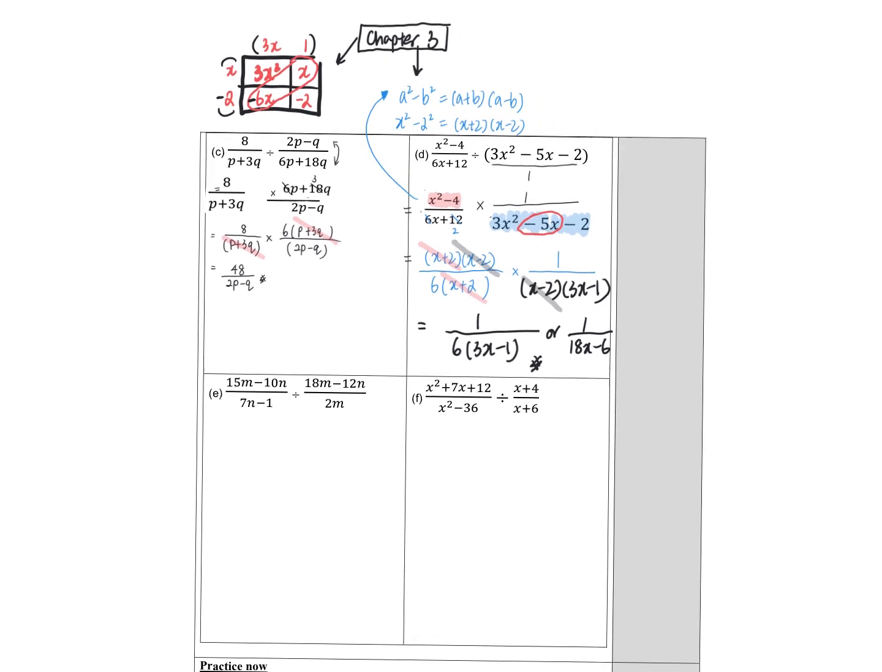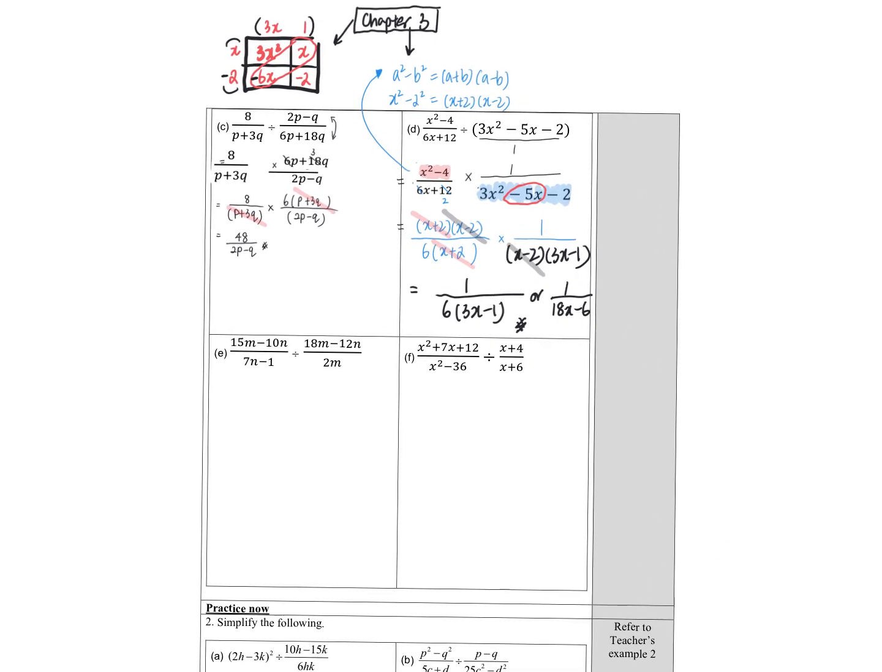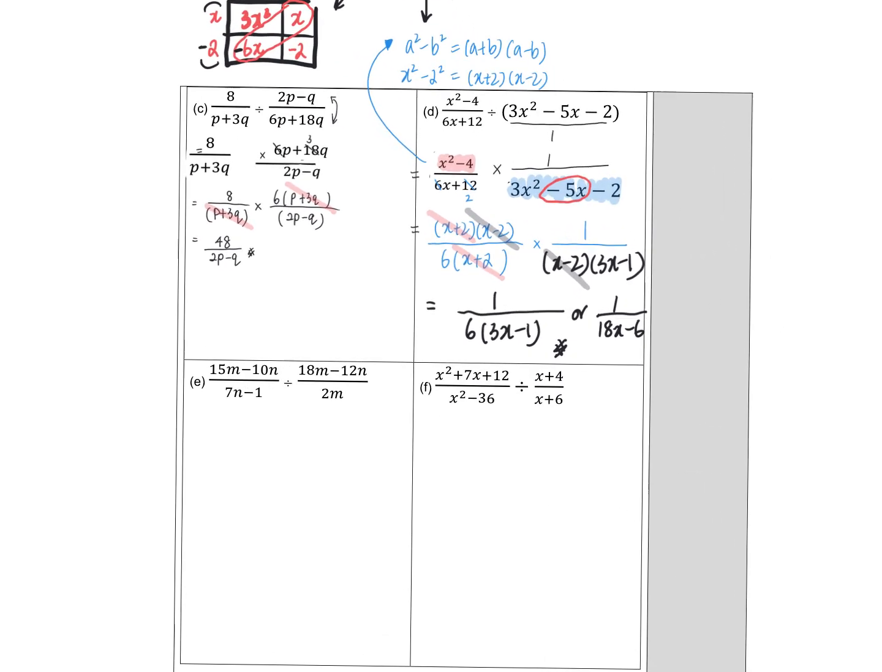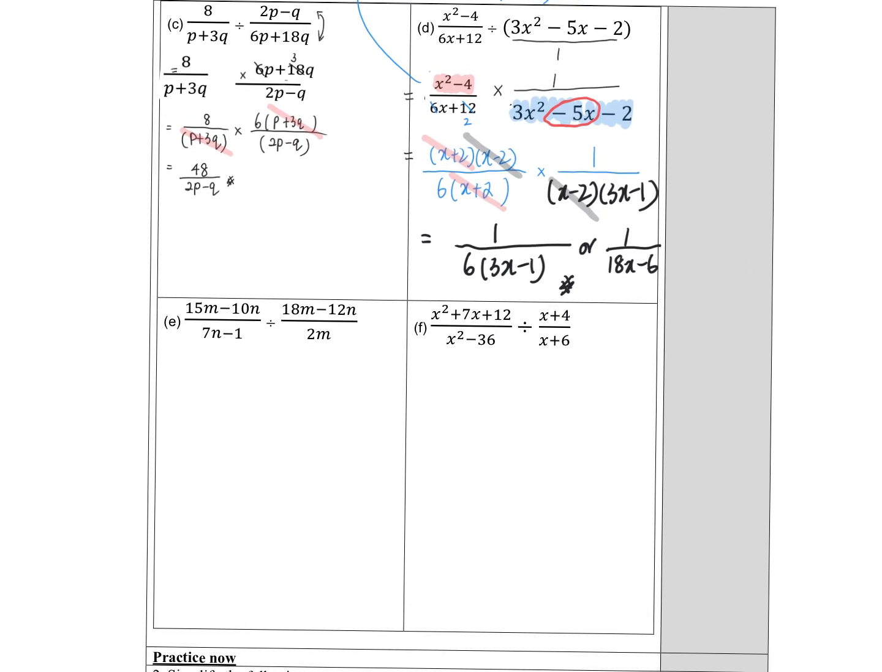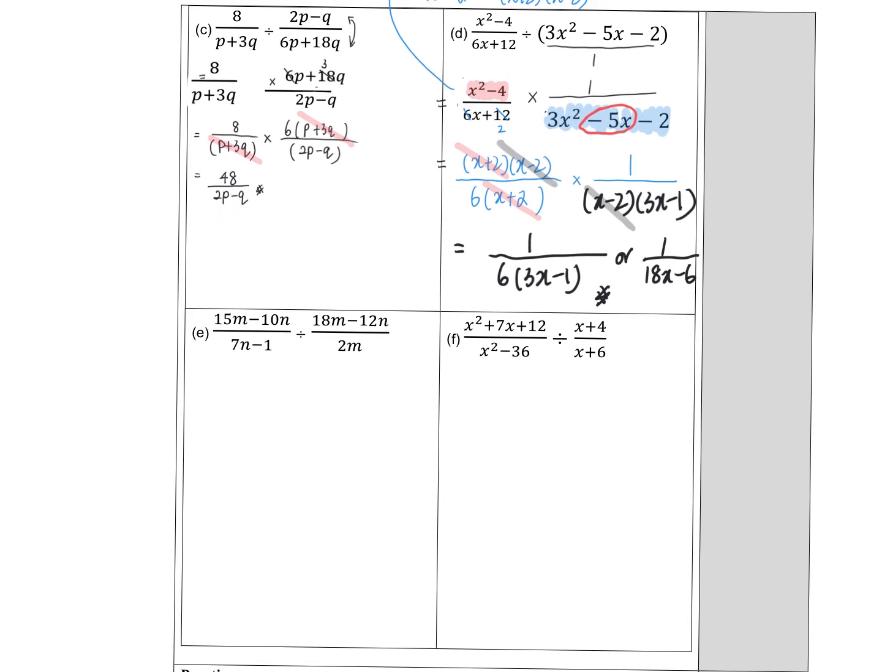Wait, how many more questions left? Then I let you all do. Okay, I just go through these 2 more and then there's the practice now question and the previous page. You can do it on your own. Okay, so let's do E now. Always do your keep, change, flip first so that you don't have to end up doing double work. So change and then flip.